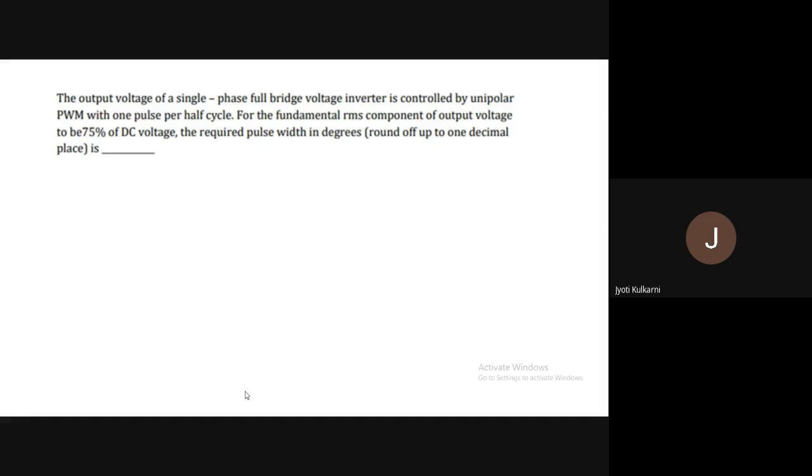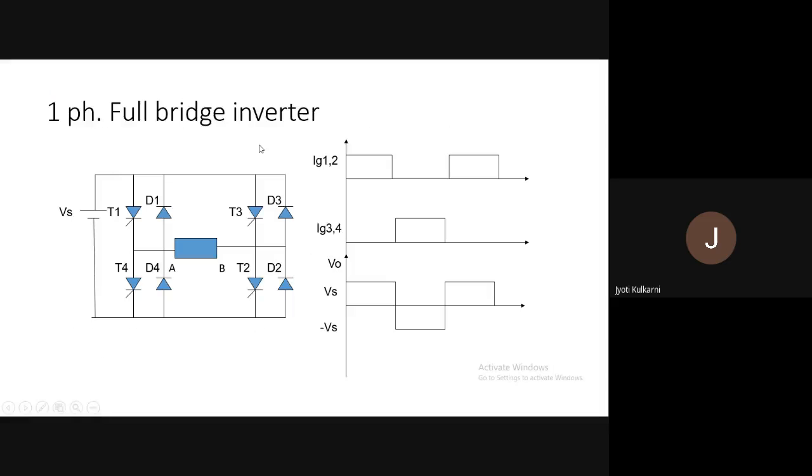So I'll give you some concept. What is pulse width? Okay. If you see the previous figure, this is called the pulse width. This is the pulse duration. Now this is the positive output voltage I have.